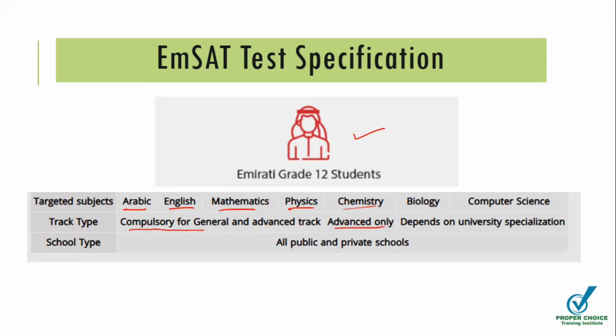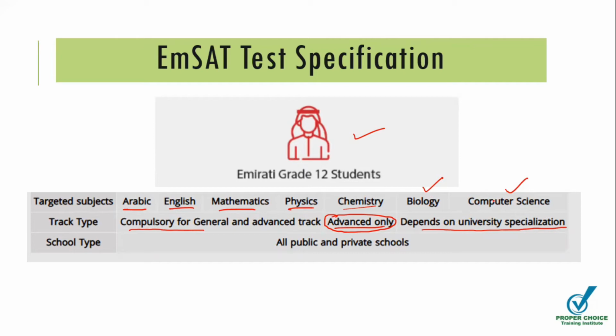So let's say you are going for medicine or a chemistry-related subject; along with this, you have to take chemistry as well. And it depends on the university specialization. If you are going for a particular course, along with this, the university may also ask you about biology. They may also ask you about computer science. It depends on the university. Let's take an example.